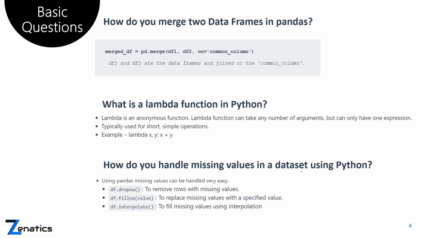There can be multiple ways of handling missing values. One is dropping the missing values. If you have many missing values, just drop those rows. It's not possible every time, but that's an option. That is df.dropna(). The second option is df.fillna(value). Instead of dropping, we can fill the NA values with some specified value. And the third most used technique is to interpolate the values. We can interpolate the null values with other values.